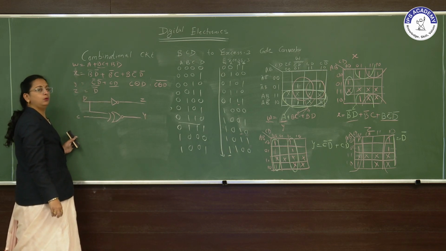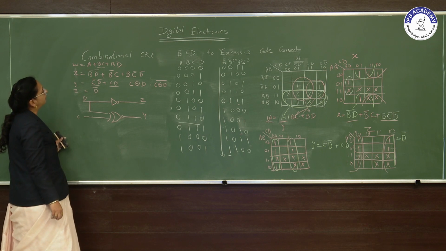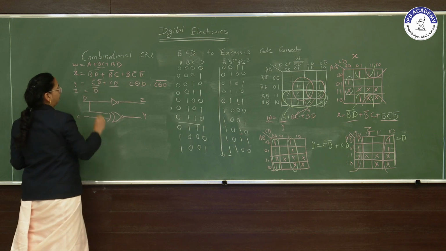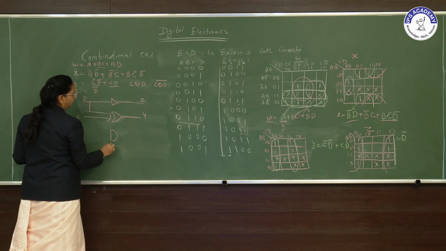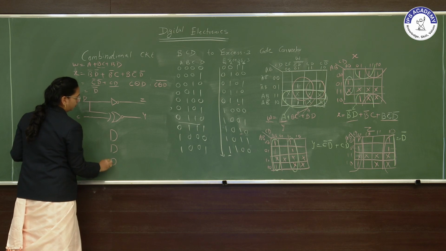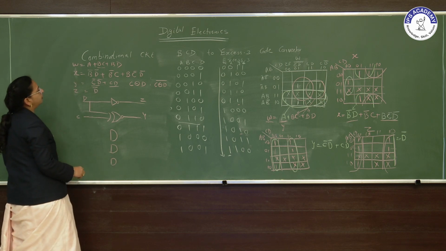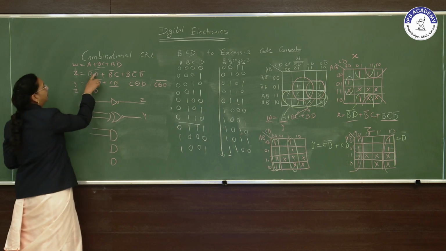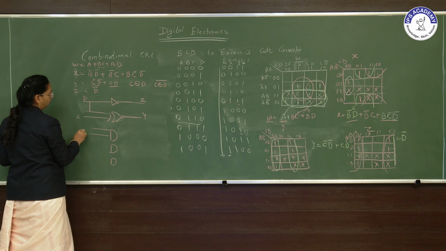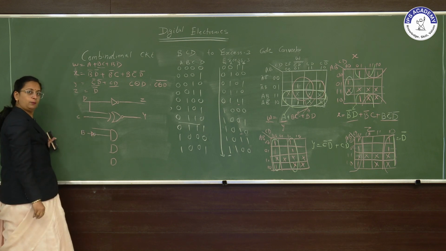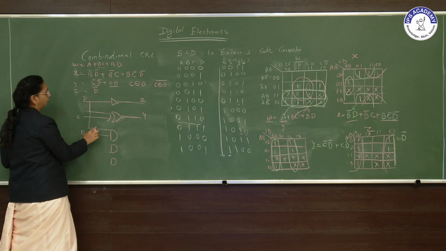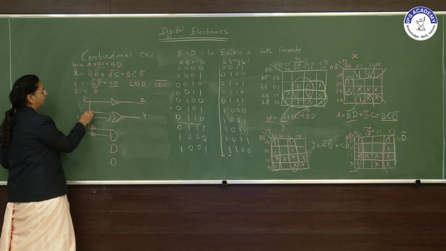Now next we have to implement X. For X we have to use 3 AND gates and 2 OR gates. So here are the 3 AND gates. The inputs of these 3 AND gates will be first B complement D complement. So here it is B, and we are using a NOT gate here, so here it is B complement. We can use D from here and take a NOT gate here, so here it is D complement.